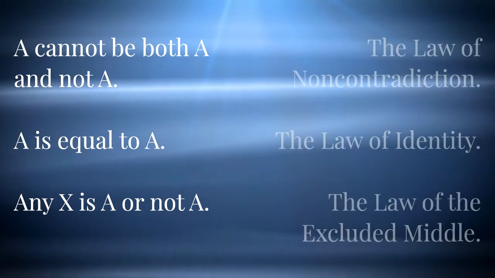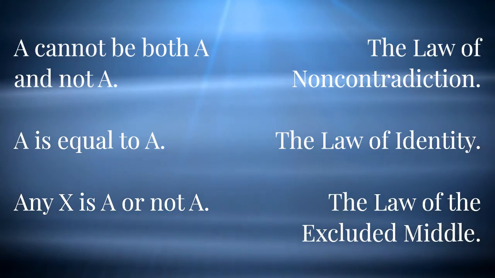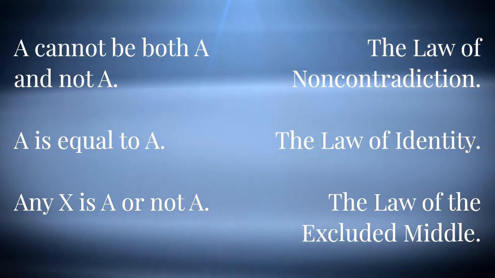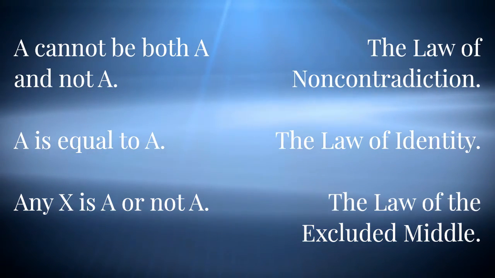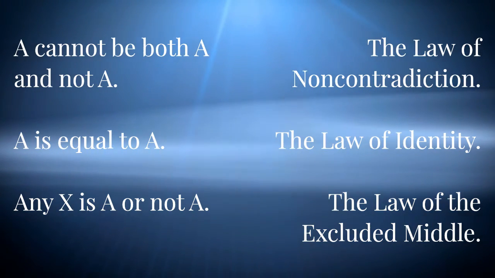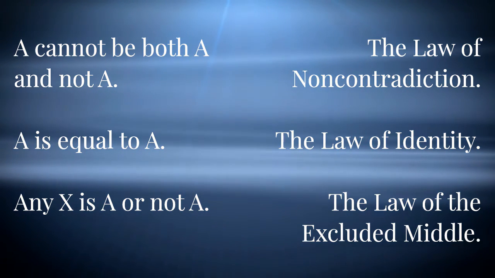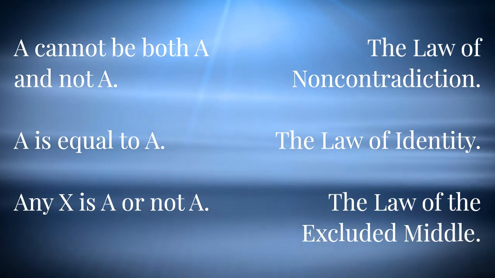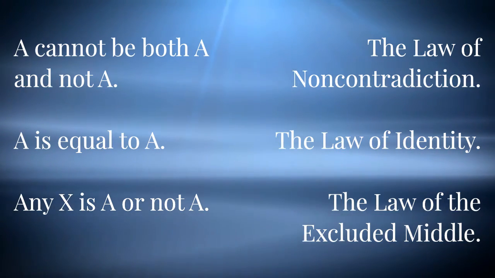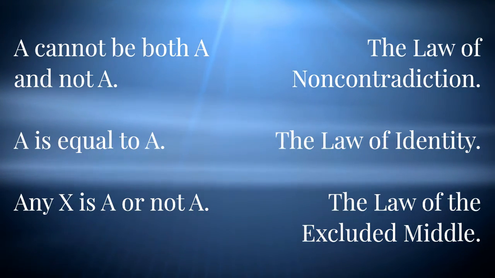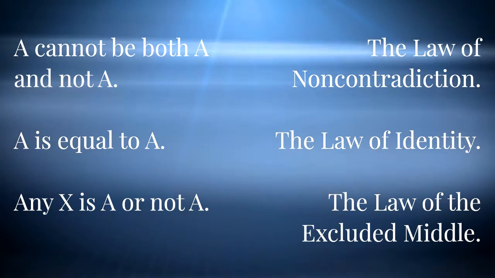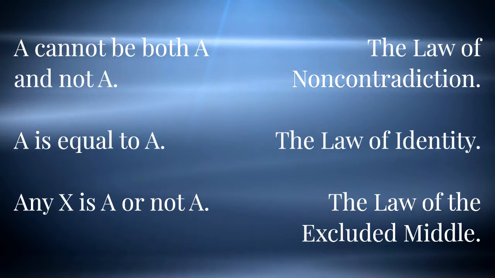As a segue from Aristotle's metaphysics to his logic, notice that his laws of being mirror his laws of thought. In his logic, the law of non-contradiction states the same thing as his first law of being. If something is A, it cannot be both A and not A, at least not at the same time and in the same respect. The next law of thought is the law of identity. A is equal to A, because they are the same thing.